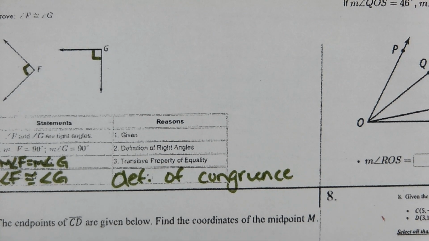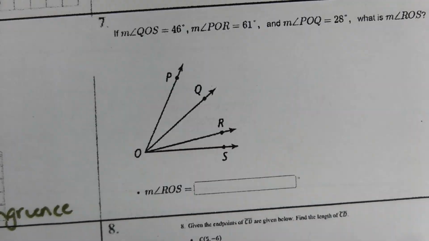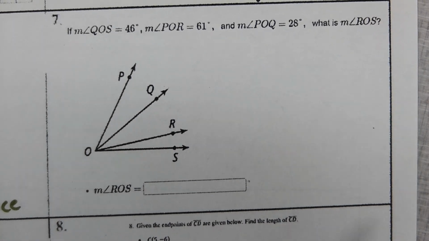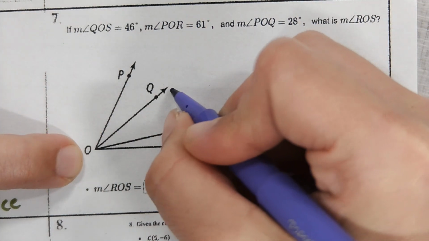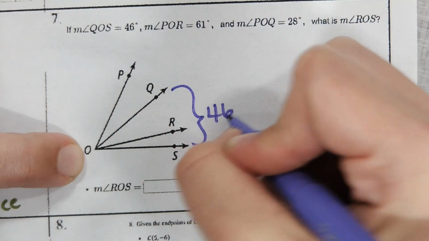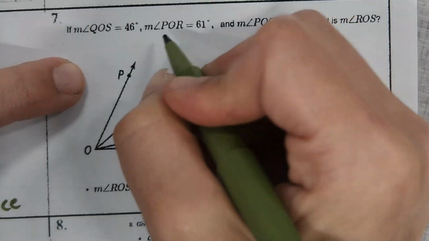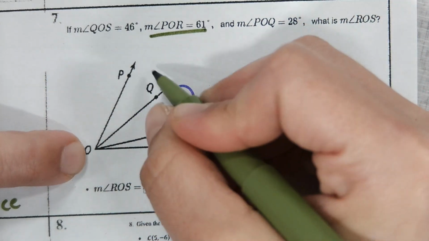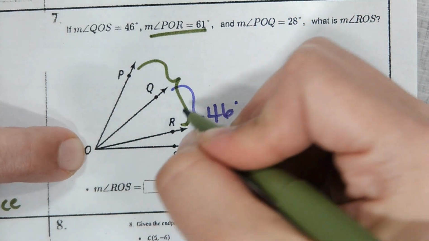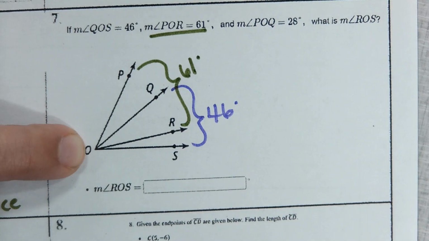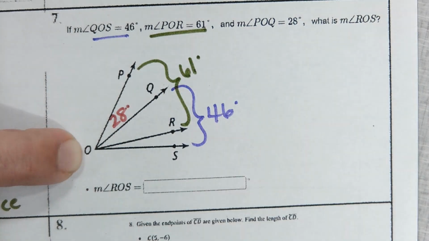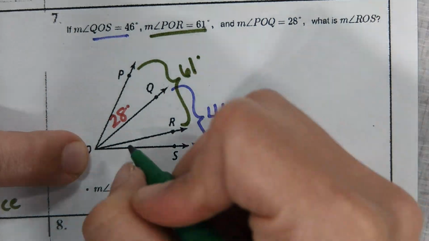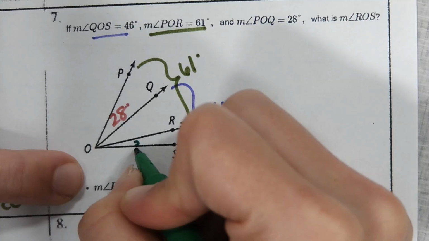Okay, then the next one. For this one, it says QOS is 46. So I'm going to label that QOS, 46 degrees. Then POR is this part here, these two, 61 degrees. And then it says that POQ is 28 degrees. What is ROS? So it wants to know what this little angle is there.